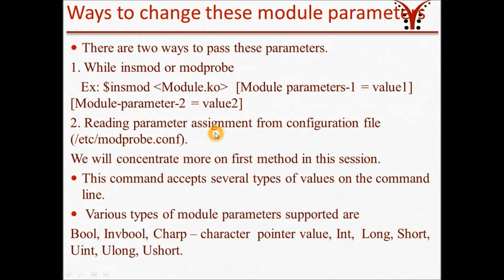The second one is reading parameter assignment from the configuration file. Whenever you are using modprobe, either you can pass the parameter to it, like the first command, or you can add those parameters in the modprobe.conf file. So whenever you execute the modprobe command, it will first try to read these parameters from modprobe.conf and will pass those parameters to your Linux kernel module. In this session, we'll concentrate more on this first method using insmod. This command accepts several types of values on the command line. As you can see here, there are various types of module parameters supported: bool, inverted bool, character pointer, integer, long, short, unsigned int, unsigned long, and unsigned short. At the end of this session, I'll give you a demo on module parameters by taking the Hello World kernel module as an example. Then you'll clearly come to know what exactly I'm talking about.